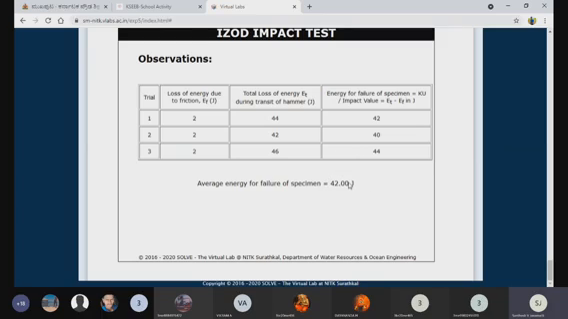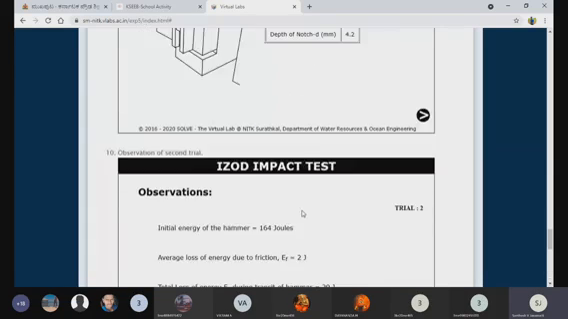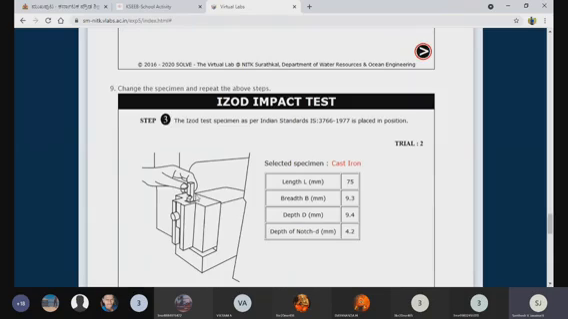Impact strength is equal to U divided by A. U is the absorbed energy. A is the area of the specimen. How much area? Now you can calculate, because this is a square rod having a thickness of 10, which means all the sides are 10. Now what will be the area of this sample?